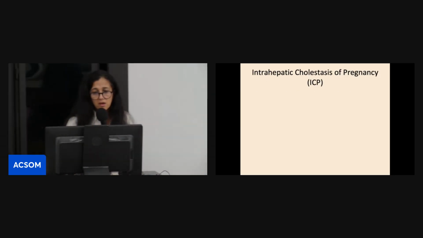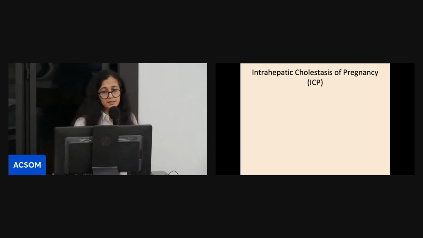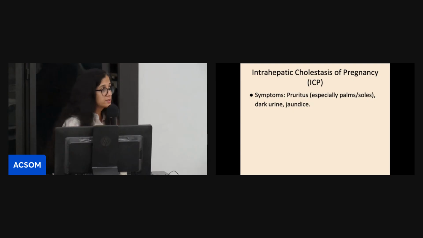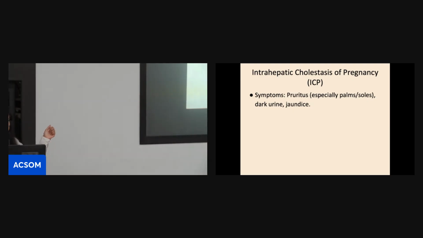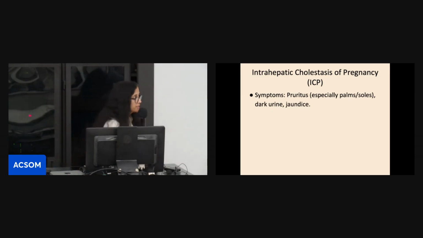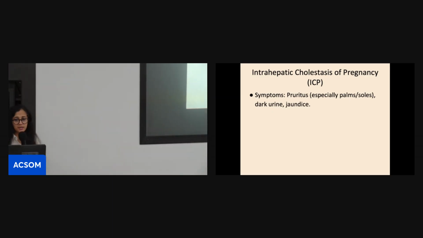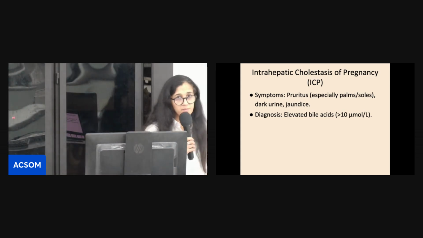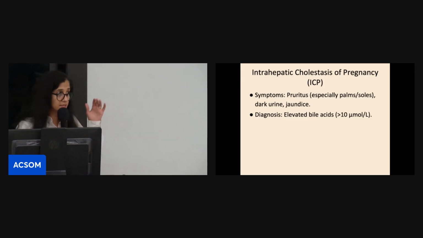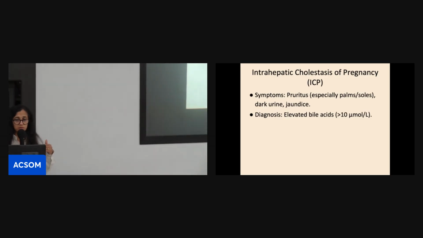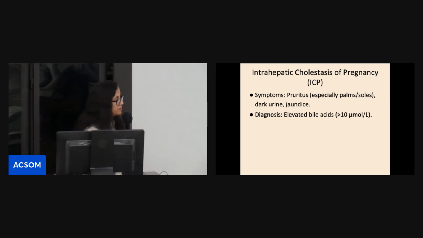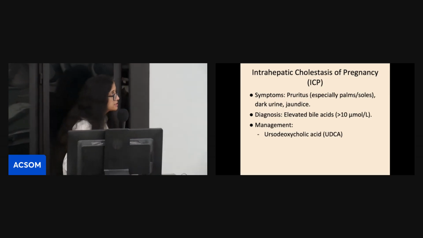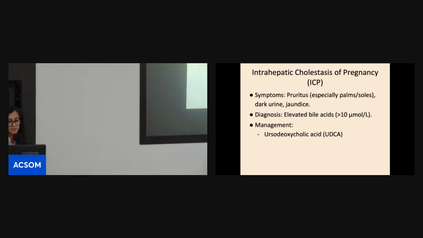Okay, moving right along to ICP, intrahepatic cholestasis of pregnancy. You're going to get that pruritus, especially in the palms and the soles of your feet. You also might get a little bit of dark urine and jaundiced skin and sclera. The diagnostic criteria is elevated bile salts, right? Again, sometimes that takes a little bit longer to come back in terms of your labs, so you might be just treating based on clinical symptoms. UDCA is the treatment for ICP.